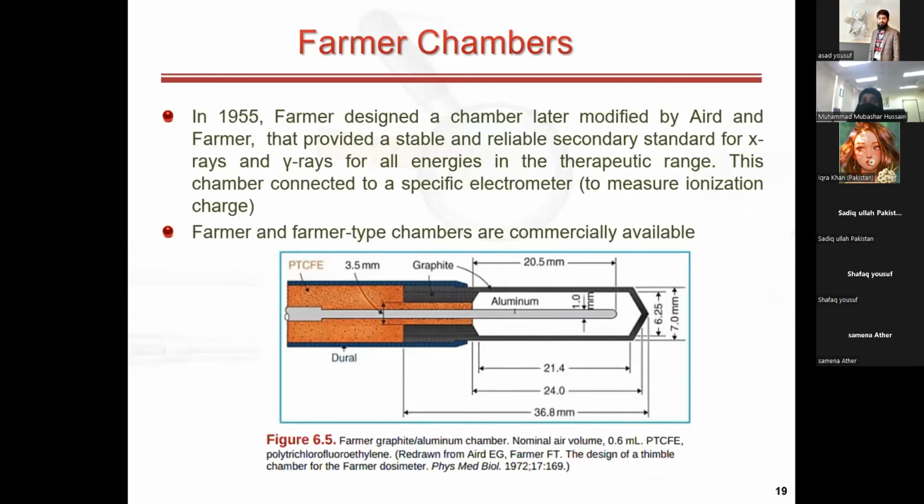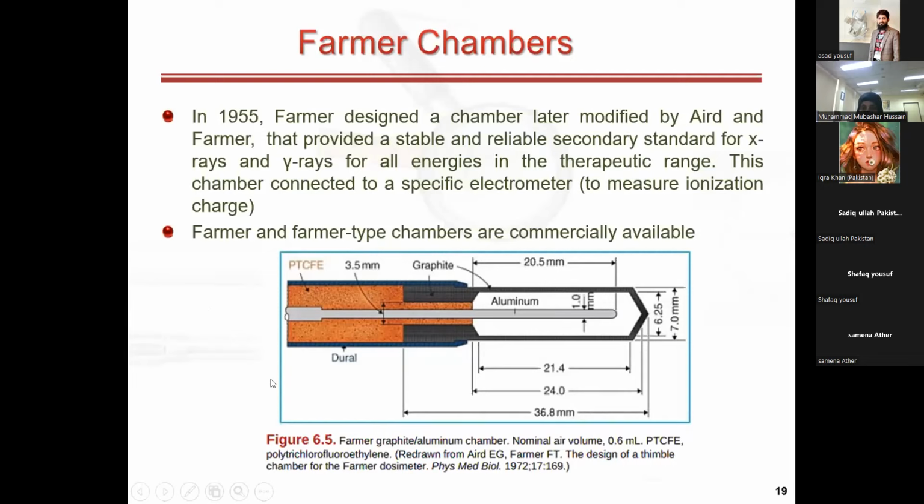In 1955, Farmer designed a chamber that was later modified by Aird and Farmer. And this chamber gives us a stable and reliable secondary standard for measurement of X-rays and gamma rays for all energies that are used in therapy. This chamber is connected to an electrometer that would give us charge.